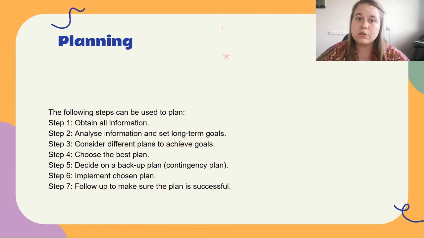So the following steps can be used to make a plan. Also, very nice question to ask. And these steps have to be in order. So another important point here. So step 1, we obtain all information. Step 2, we analyze the information and we set long-term goals. 3, we consider different plans to achieve these goals. 4, we choose the best plan. 5, we decide on a backup plan, like a contingency plan. 6, we implement the chosen plan. And then 7, we follow up to make sure that the plan actually was successful.